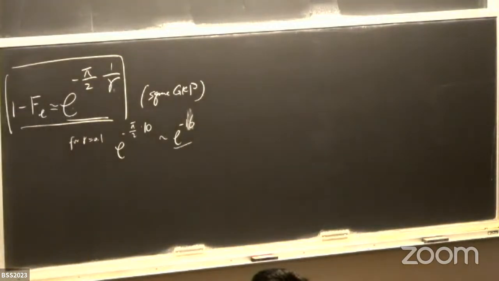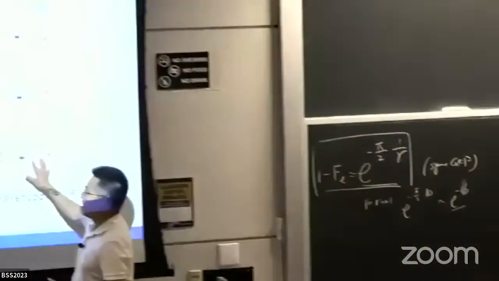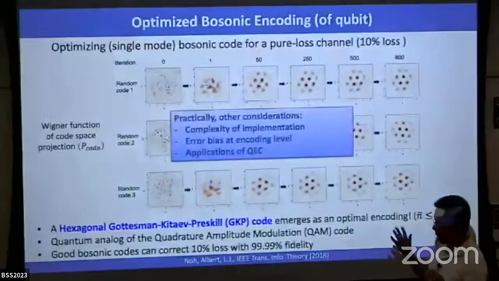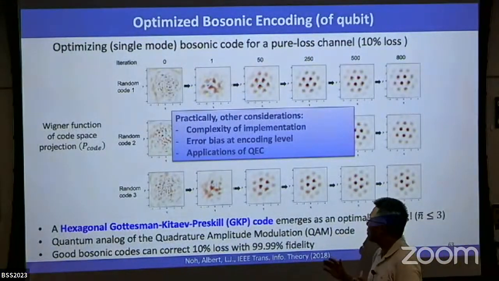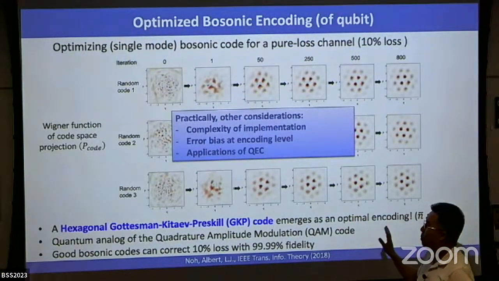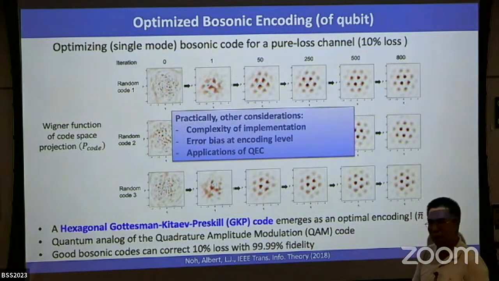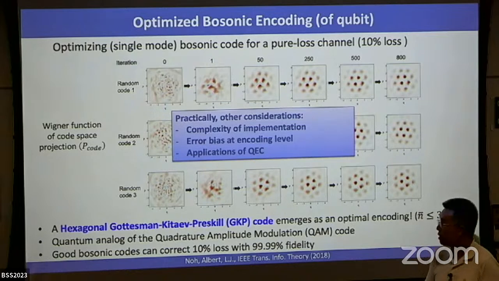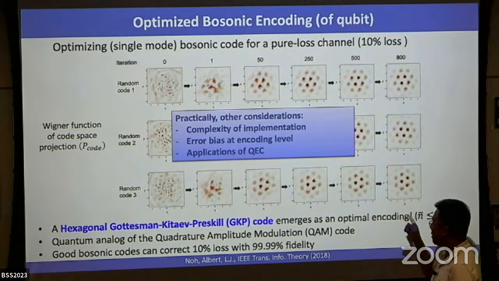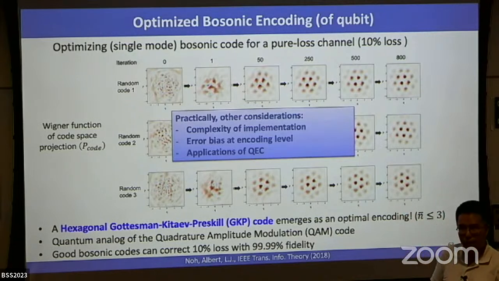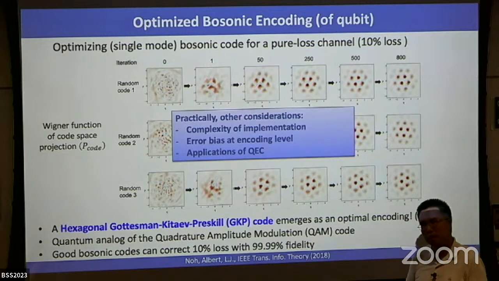And even though GKP gives you the best performance for a wide parameter range, it doesn't mean we have to use GKP. It depends on the complexity of implementation, because with some other codes like cat codes, you can autonomously stabilize them. It also depends on the purpose of the error correction. If I have time at the end to talk about error correction for sensing, it turns out the binomial code has some extra advantage if you want to use error correction for sensing.